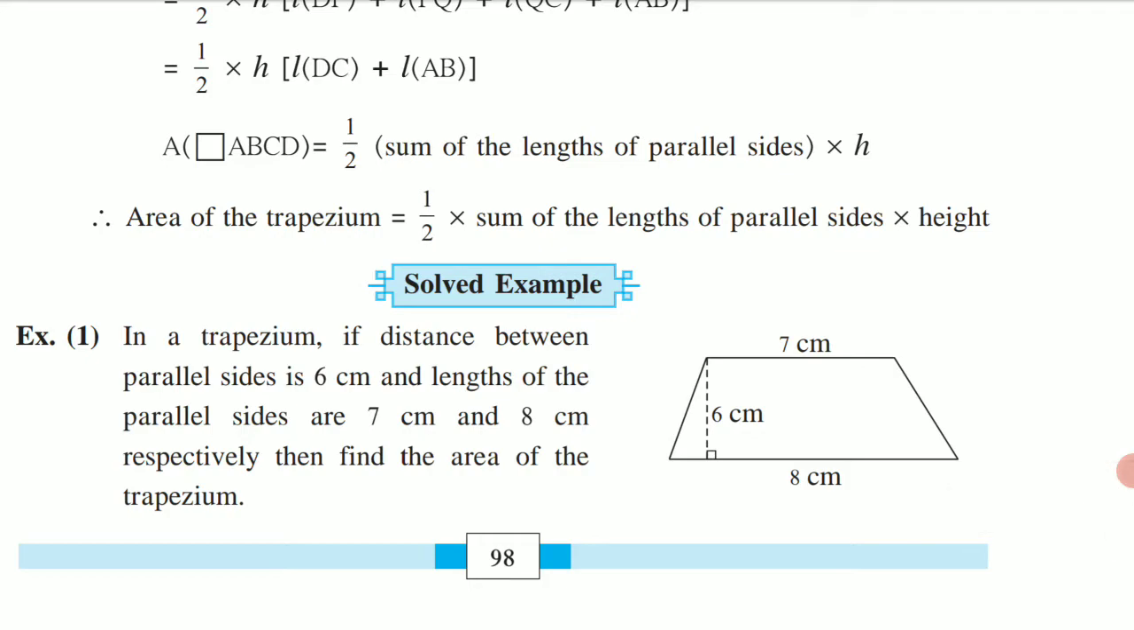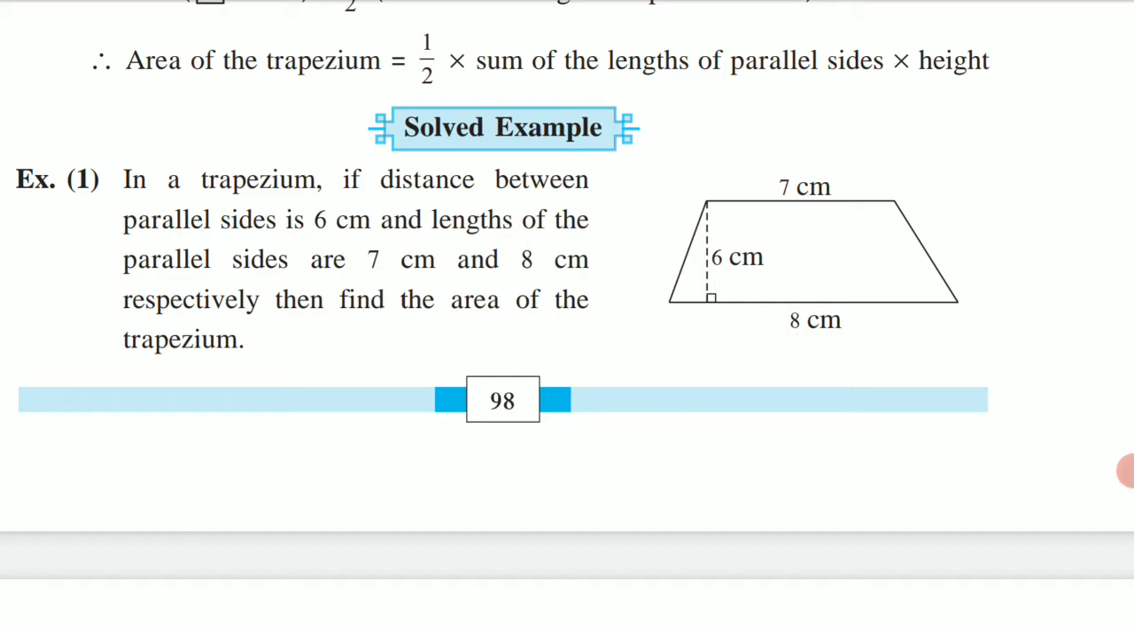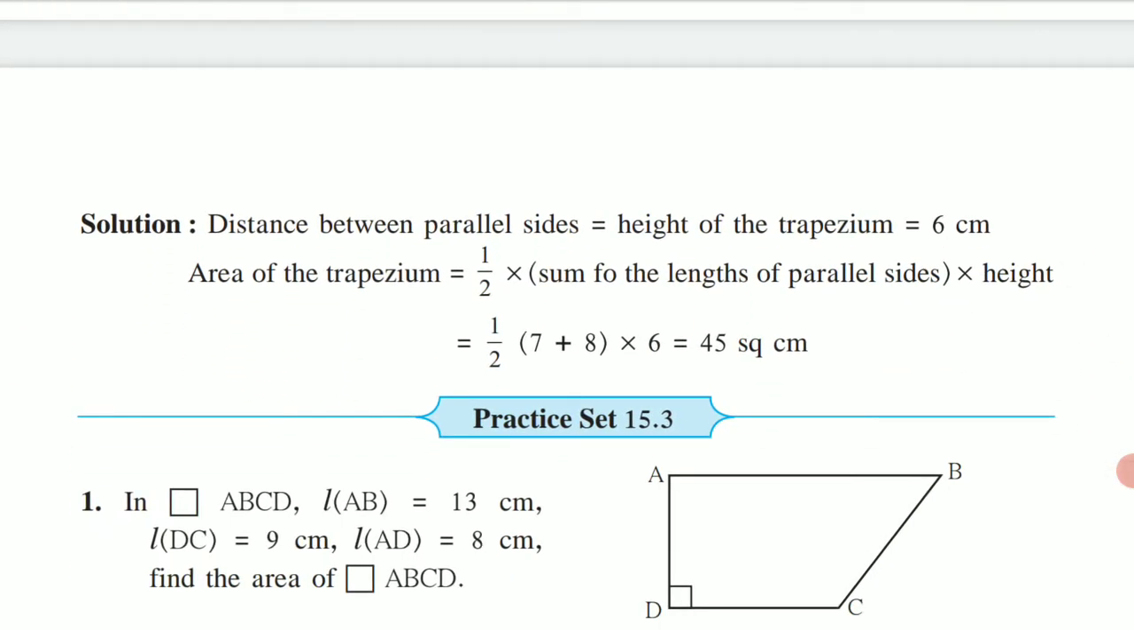Let us see a solved example based on this topic. In a trapezium, if the distance between the parallel sides is 6 centimeter and the lengths of the parallel sides are 7 centimeter and 8 centimeter respectively, then find the area of the trapezium. Distance between parallel sides is the height of the trapezium, which is 6 centimeter. Area of trapezium is equal to 1/2 into the sum of the lengths of the parallel sides into height, which is equal to 1/2 into (7 plus 8) into 6, which is equal to 45 square centimeter.